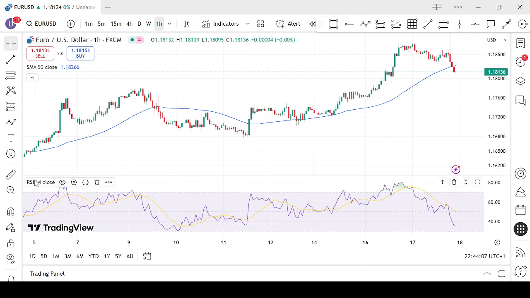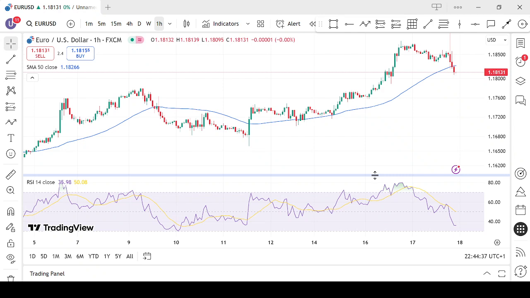Remember that your RSI, when price is above your 50 region, it means you are in a buying condition. When it's below 50, it means you are in a selling condition. When price is above 70, it means that you are in an overbought condition, meaning price is likely to reverse. And the reverse is the case when price is below 30, it means that you are in an oversold condition and you expect price to reverse to the upside.